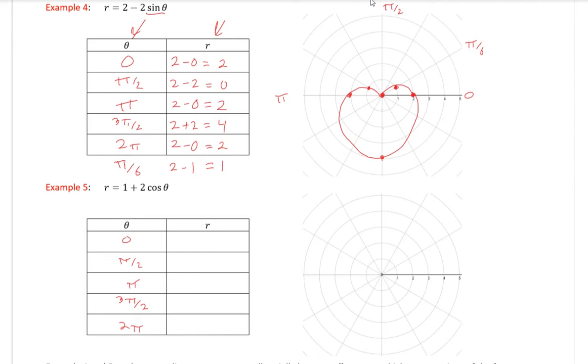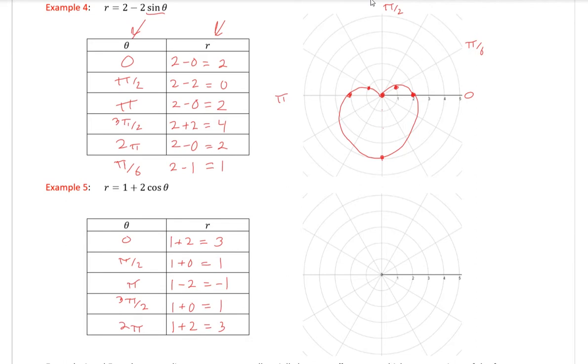The next one, we have 1 plus 2 cosine of theta. And again, we are going to be able to use our same familiar values, and we just plug those in. 1 plus 2 cosine of 0. Cosine of 0 is 1. So that's 1 plus 2 is 3. Cosine of pi halves is 0. So that's 1 plus 0 is 1. 1 plus 2 cosine of pi is 1 minus 2, which is negative 1. Cosine of 3 pi over 2 is 0, so that's 1 plus 0 again, equals 1. And then 2 pi is going to give me another positive 1, an overall value of 3.